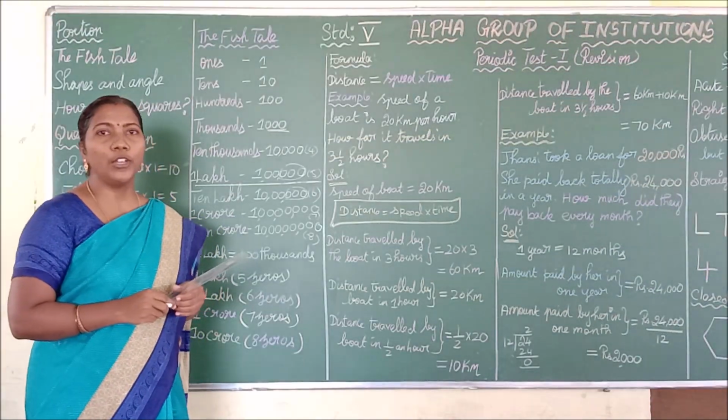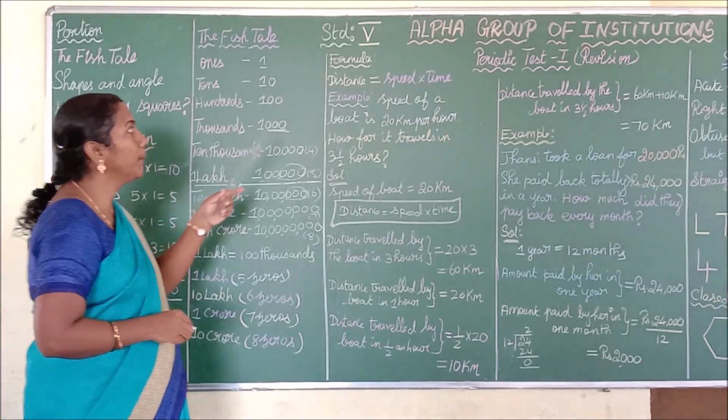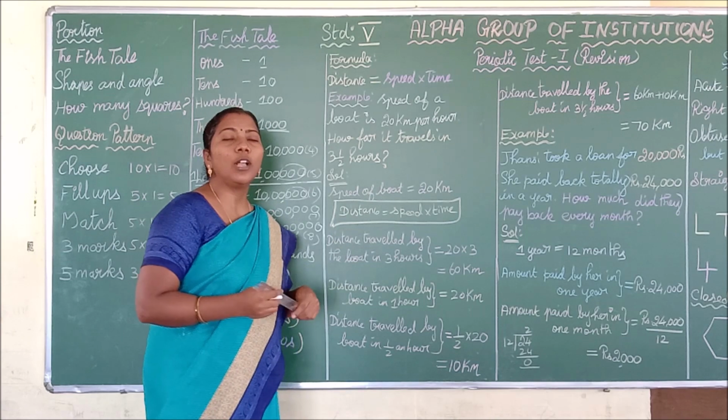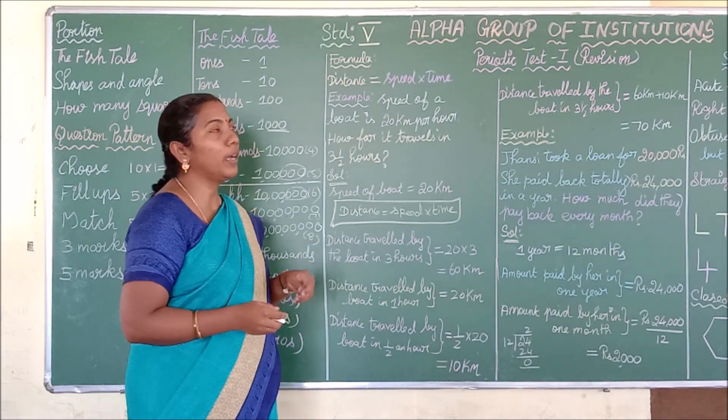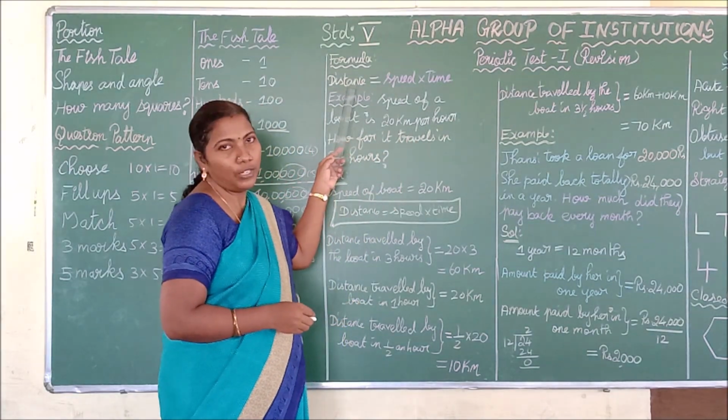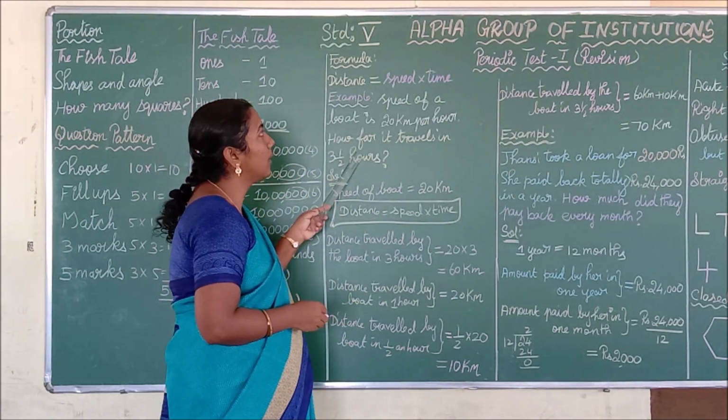Next children, we are going to see one important formula. See here. Distance equal to speed into time. If you want to calculate the distance, you have to multiply the value of speed with time to get the value of distance. Okay, let us see one example sum.